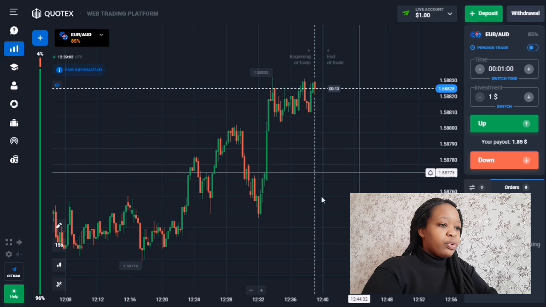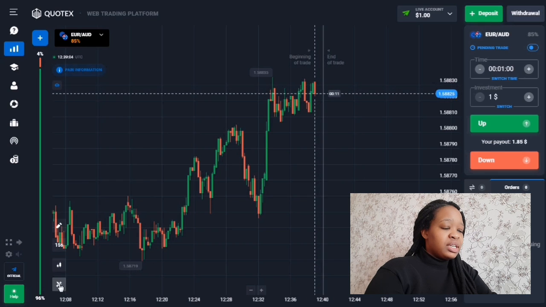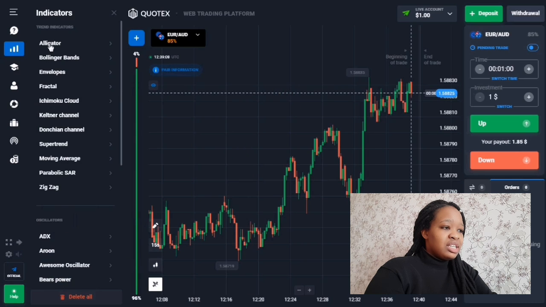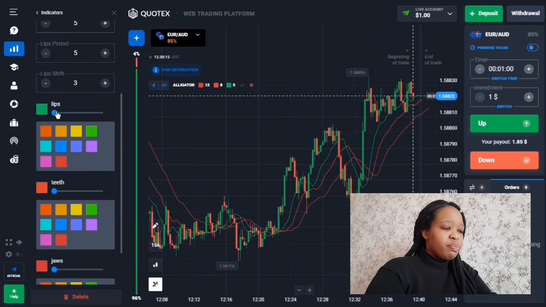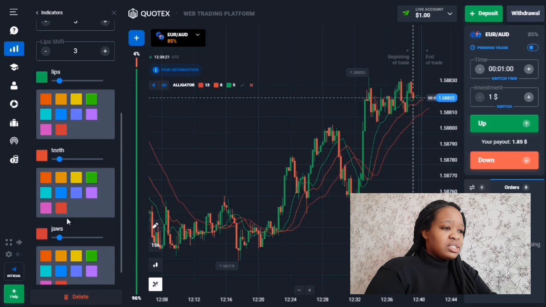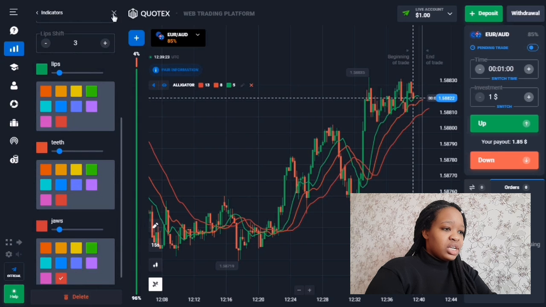So to open this indicator, I'm clicking this button on the lower left corner. You can see a list of indicators and I'm selecting alligator. I'm setting all the settings by default, but then I'm changing the upper color different from the lower ones. So now you can see my indicator on the chart.